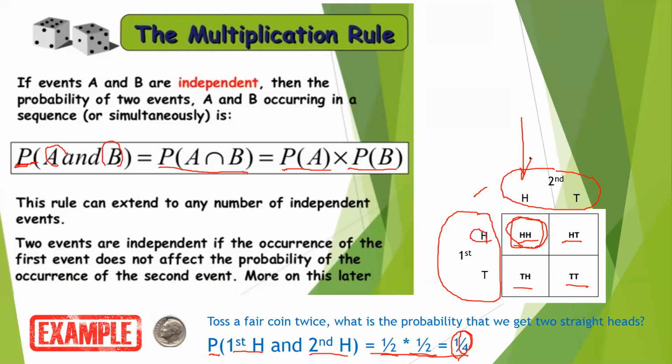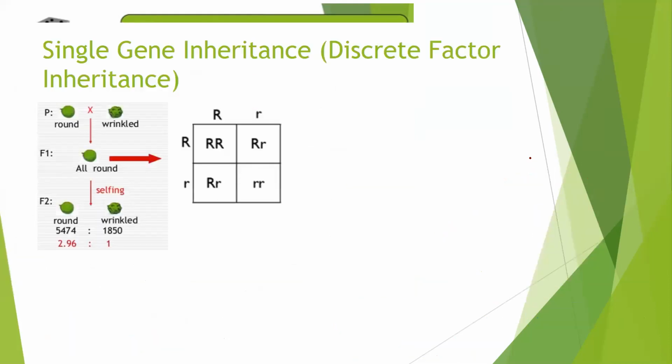And now we try to extend this example to our own business. So don't go too far. Let me pull you back to our business. Here we try to use this magic square, the Punnett square, to help us understand what is going on behind this single gene inheritance.